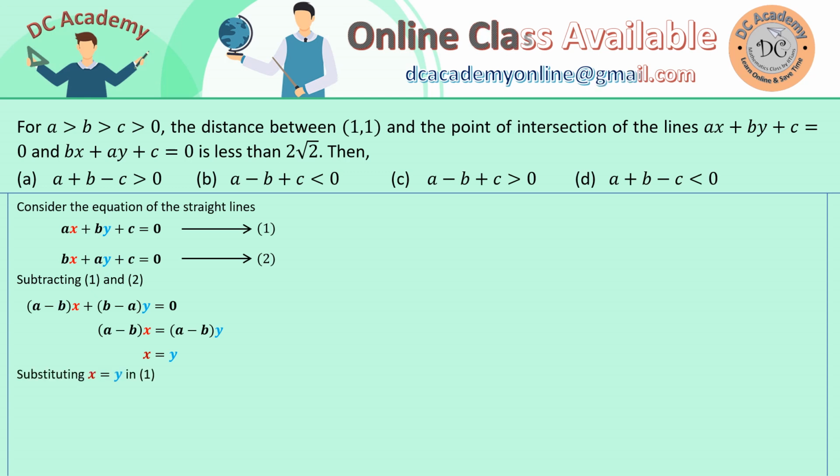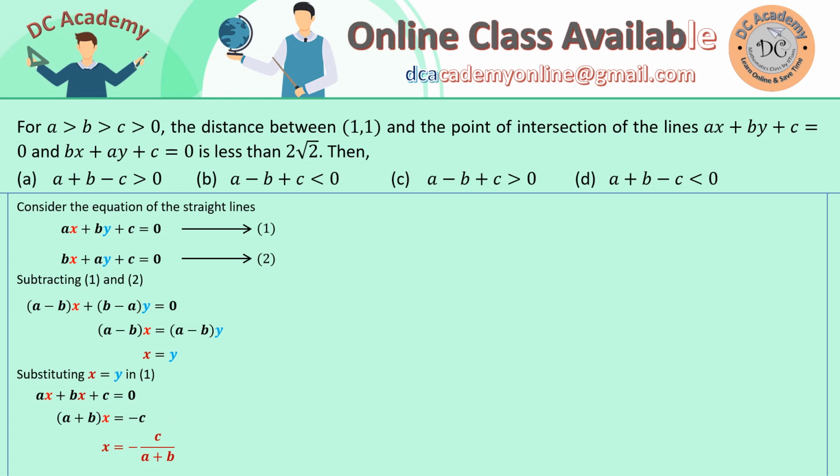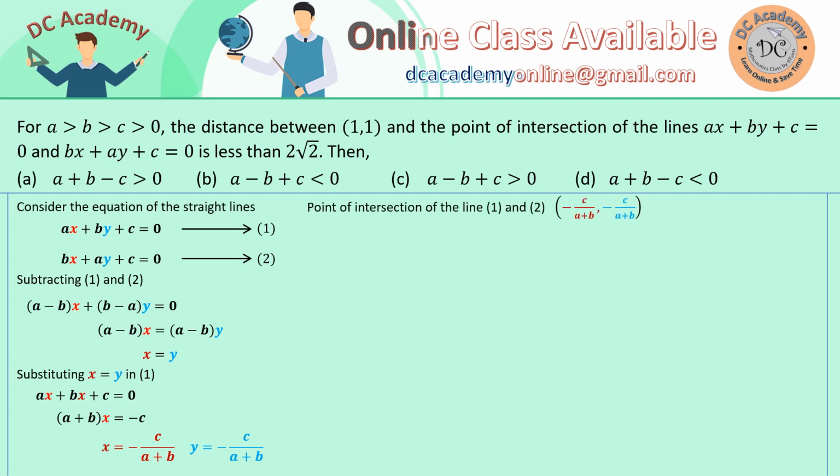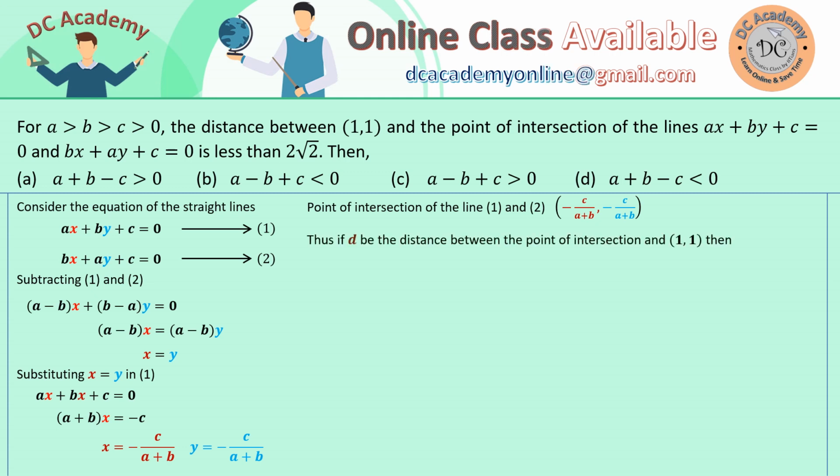Now we just substitute x equal to y in relation 1. If we do so, we get ax plus bx equal to minus c, and hence x is equal to minus c divided by a plus b, which states that y also has the same value. So we are able to obtain the coordinates of the point of intersection. Now we need to find the distance of this intersection point from (1, 1).